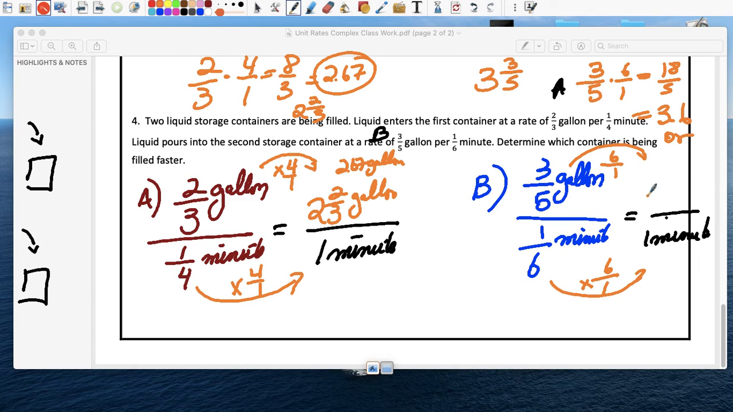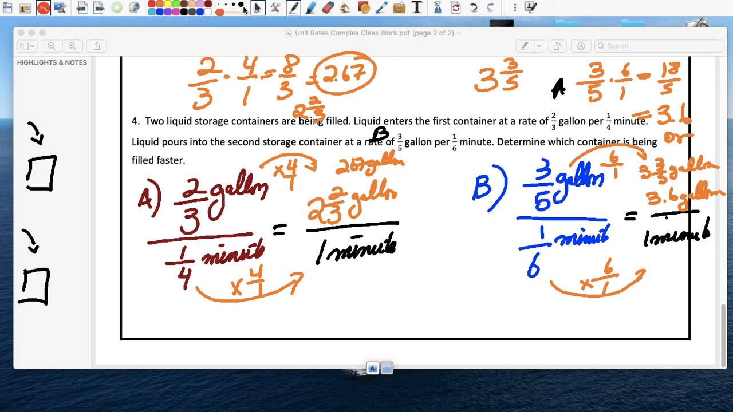So, we can write it 3.6 galones por minuto, 3.6 gallons a minute, or 3 3/5 gallons per minute. Es la misma cosa, pero en versiones diferentes. So, which one is filling up faster? ¿Cuál está llenando más rápido?